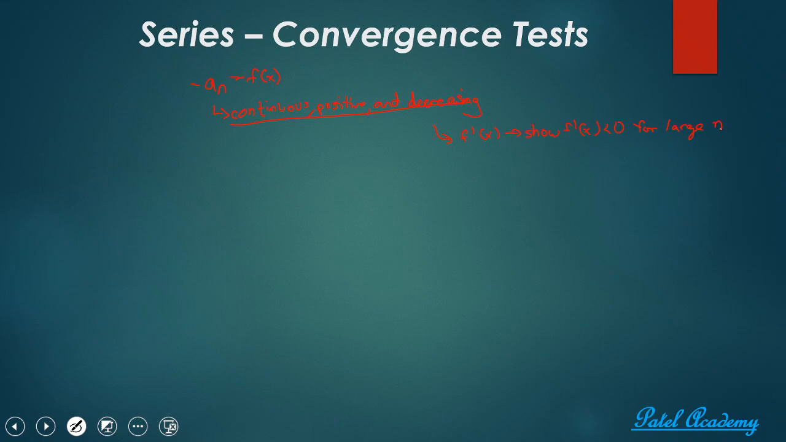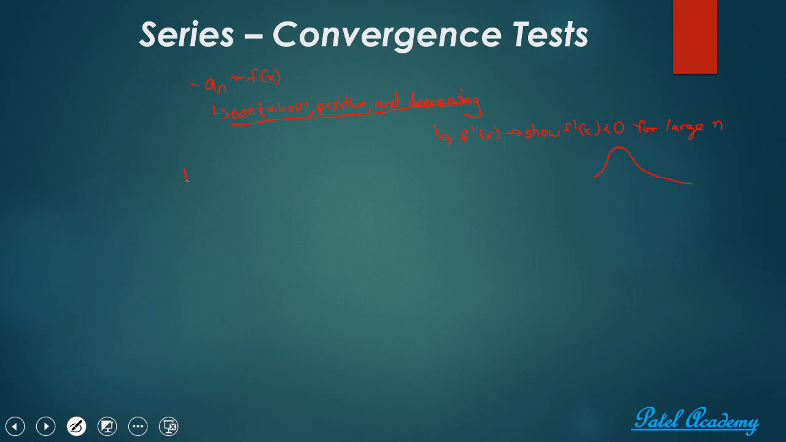So once again, this goes back to when I talked about sequences. A lot of times what you'll see is a function will do something like this. For a little bit of n, it'll be increasing, and then long term it'll be decreasing. This is fine. It's just for large n that you need to make sure that it's decreasing.